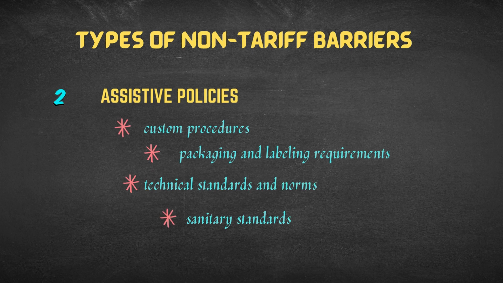Second is assistive policies. Although assistive policies are designed to protect domestic companies and enterprises, they do not directly restrict trade with other countries, but they implement actions that can impede free trade from other countries. Examples of assistive barriers include custom procedures, packaging and labeling requirements, technical standards and norms, sanitary standards, and other assistive policies.